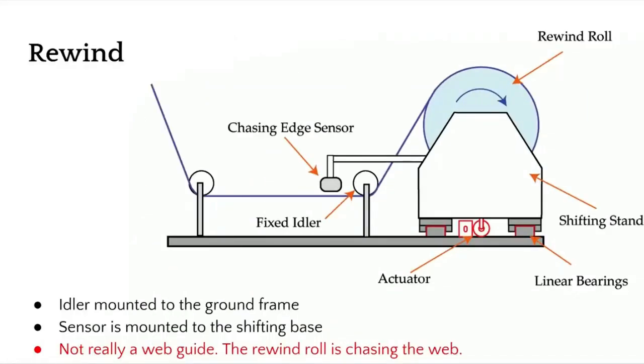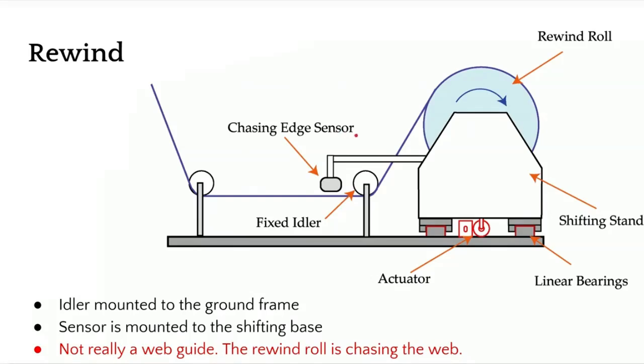Now, when we look at Rewind guide, even though we call it guiding, it's not actually guiding the web, it's chasing the web. The main thing unique about this is that in a rewind system, you have a sensor attached to the rewind frame. All of the things in terms of the carriage are exactly the same. You have a sensor that is attached to the rewind stand so that when the rewind moves, the sensor also moves. And then you have a fixed idler. Rewind is not really guiding the web, it's actually chasing the web.